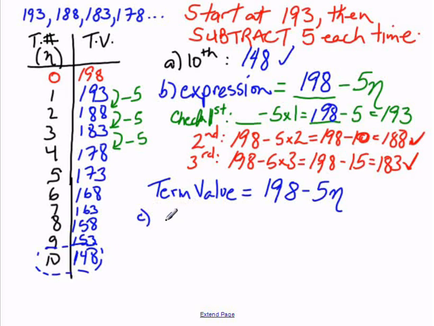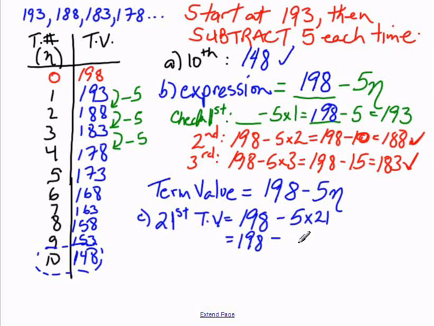So the problem asks us to figure out the 21st term value. Okay, we'll use my expression and pop in 21 for the n. 198 take away 5 times 21. Well, let's do the multiplication first. 5 times 20, that's easy, that's 100. One more 5 would be 105. 198 take away 105 is 93.